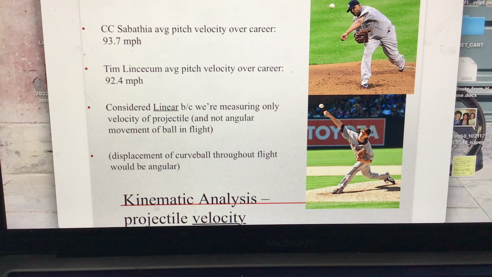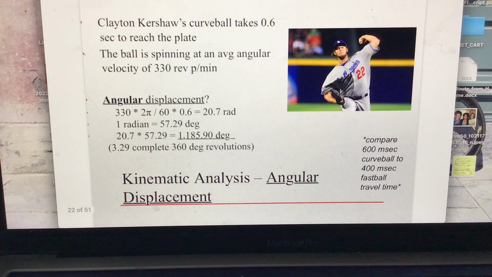We are going to be practicing this in lecture and lab. I include some examples in real life just because I think numbers are cool, but I'm not going to ask you these specific numbers. Check it out. Angular displacement. That moves it from a linear kinematic to an angular kinematic. We can look at the angular displacement of a curveball. That's the movement of the projectile. That's angular, movement at different speeds around an axis.